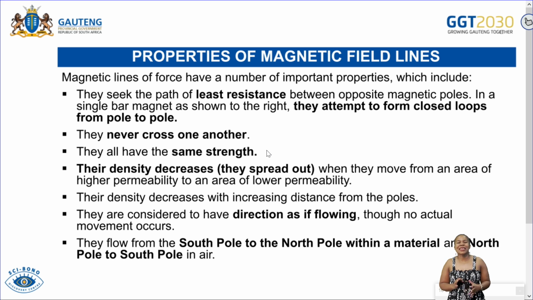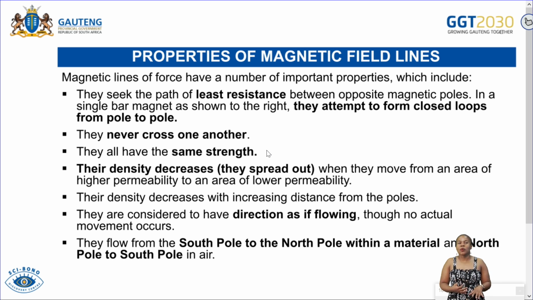But then, what are the things that we should be cautious about when we are drawing these magnetic field lines? What are the things that we should pay more attention to? There are properties of the magnetic field lines that we have to look at. First one is that they seek the path of least resistance. Between the opposite poles in the single bar magnet, as shown on the right of the diagram that I just showed you, they attempt to form closed loops because they're always looking for the path of least resistance, where they can move easily from one pole to another.